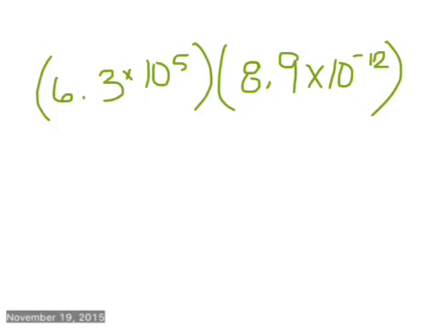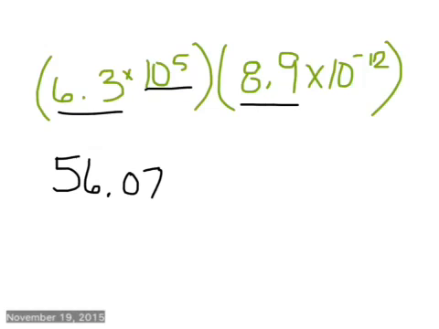Now there's a couple different options for you, and hopefully you'll figure out one of them and stick with that way, but one of the options would be to do this. What is 6.3 times 8.9? 0.07. What is 5 minus 12?